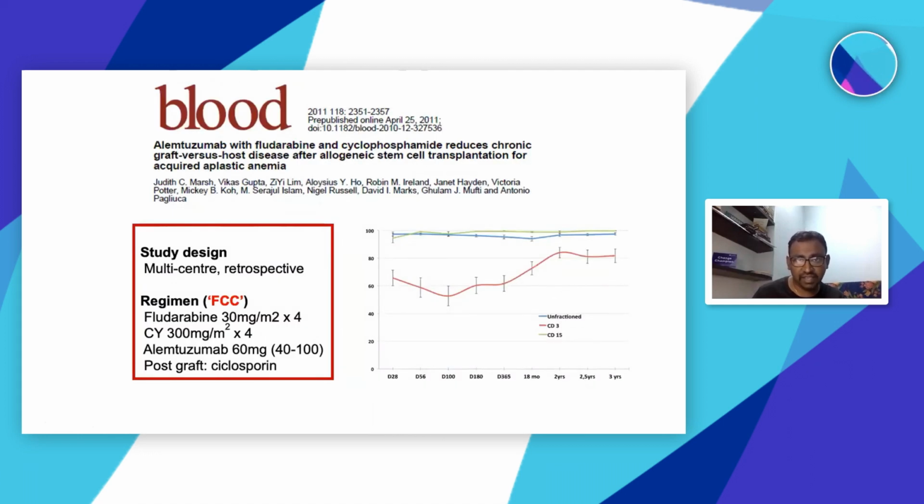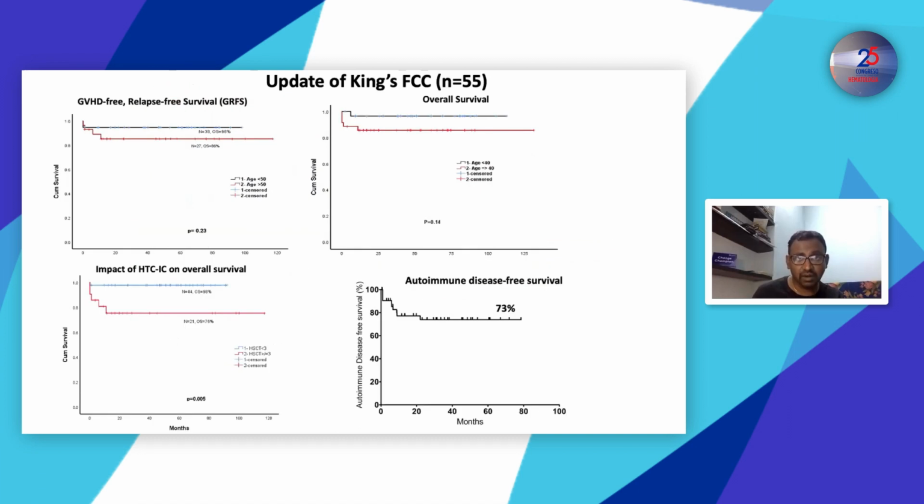As indicated, we have used this regimen of fludarabine, cyclophosphamide, and campath for nearly 10 to 15 years, and quite a lot of experience has been gained with this regimen, with a recent update predominantly focusing on the older group of patients, more than 50, showing that you are able to achieve a good GVHD-free, relapse-free survival in this population, while in people less than the age of 50, it is extremely good, with overall survival up to 96%.